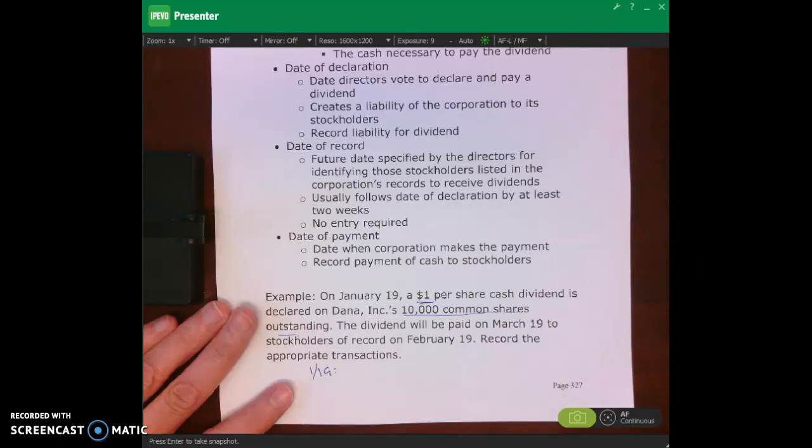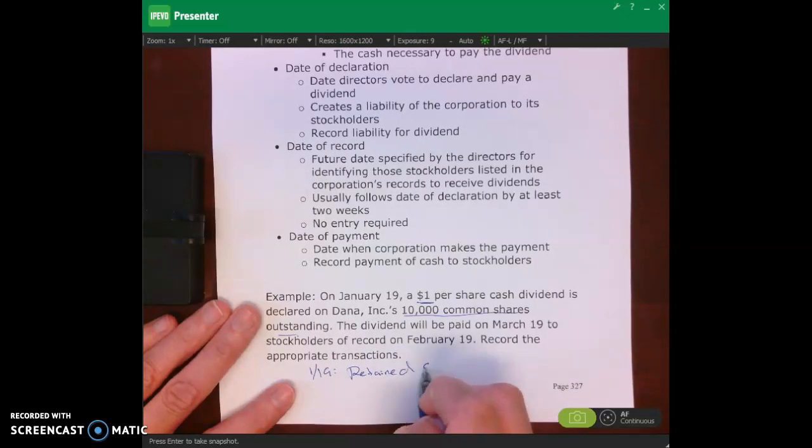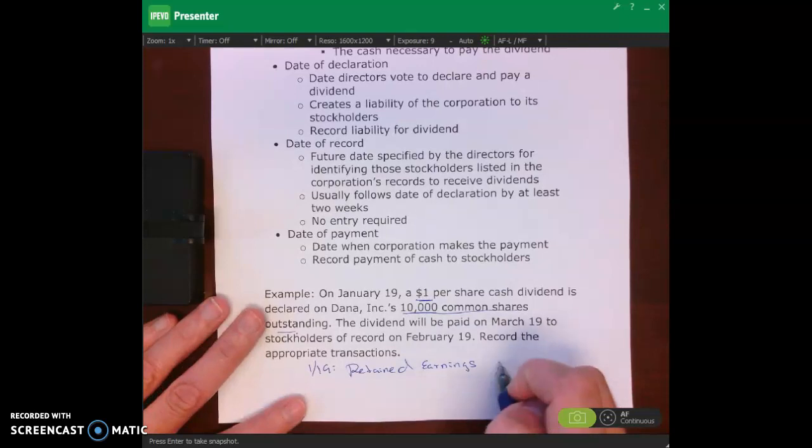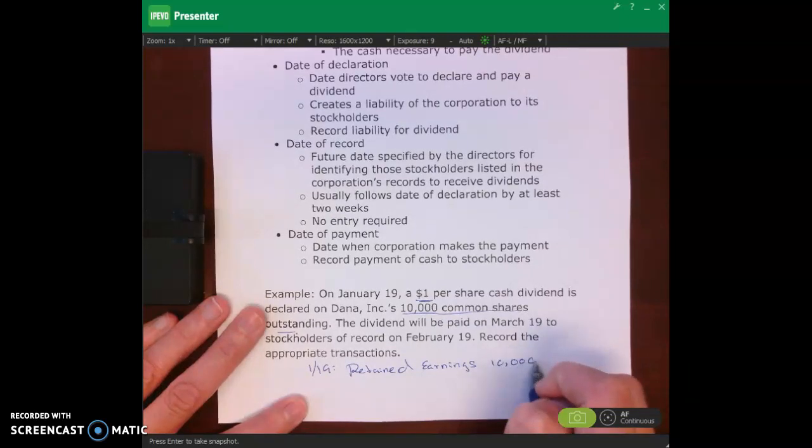Now, retained earnings is an equity account. So if I debit an equity account, that means it's decreasing. So basically, by debiting retained earnings, I'm decreasing my retained earnings. So I debit retained earnings. In this case, it's the number of shares outstanding times the dividend per share, so in this case, it's $10,000.